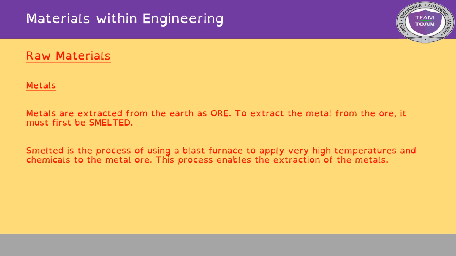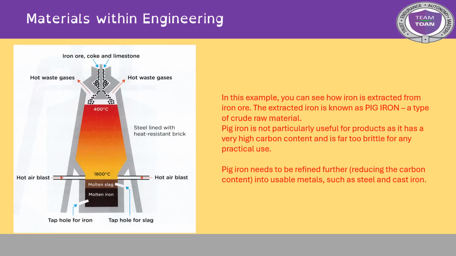Metals. Metals are extracted from the earth as ore. To extract the metal from the ore, it must first be smelted. Smelting is the process of using a blast furnace to apply very high temperatures and chemicals to the metal ore. This process enables the extraction of the metals. In this example, you can see how iron is extracted from iron ore.